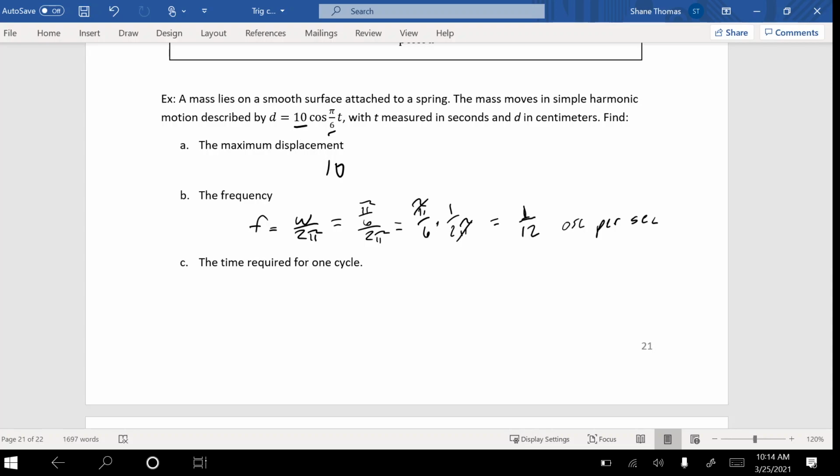Now, I want to find the time required for one cycle. It's the same as a period. Or look at it this way. If every 1 second I make 1/12 of an oscillation, or 1/12 of a cycle, how many seconds does it take to make one full cycle? 12. Time required for one cycle? 12 seconds. Boom. That makes sense? So it takes 12 seconds for one cycle. Anytime you find frequency, just reciprocate it, and that's going to be the time for one cycle. Or if you find the time for one cycle, reciprocate it, and that's your frequency.